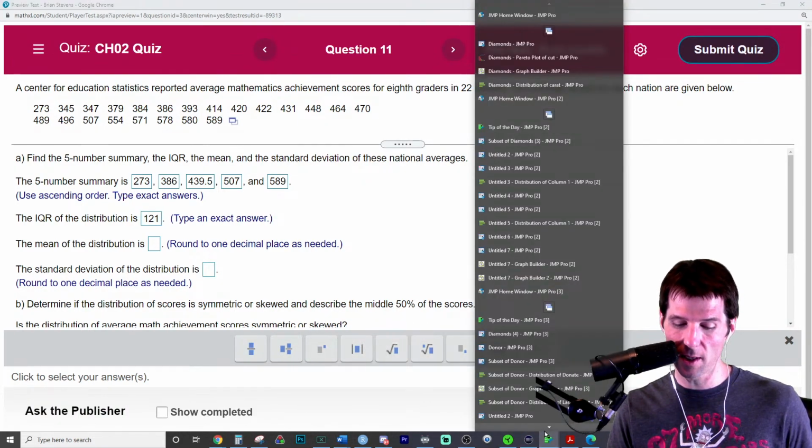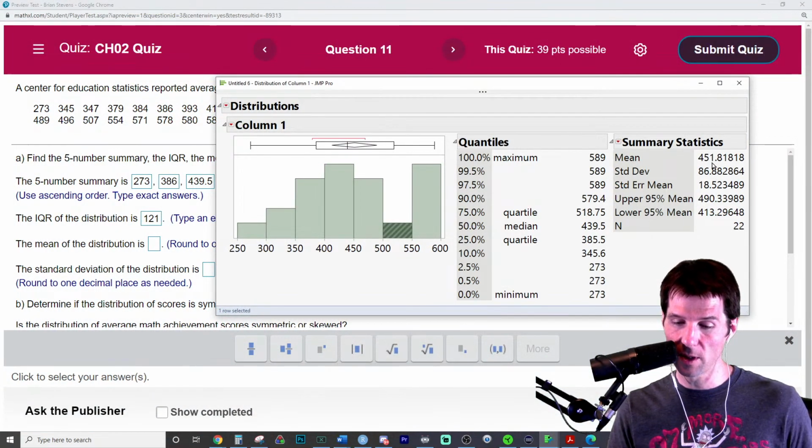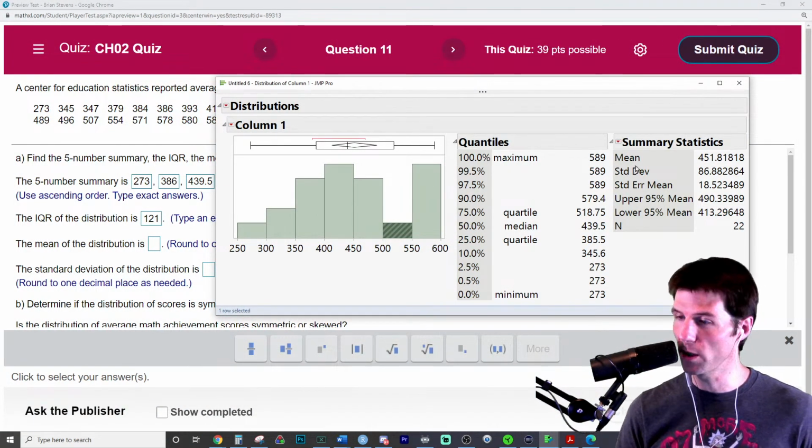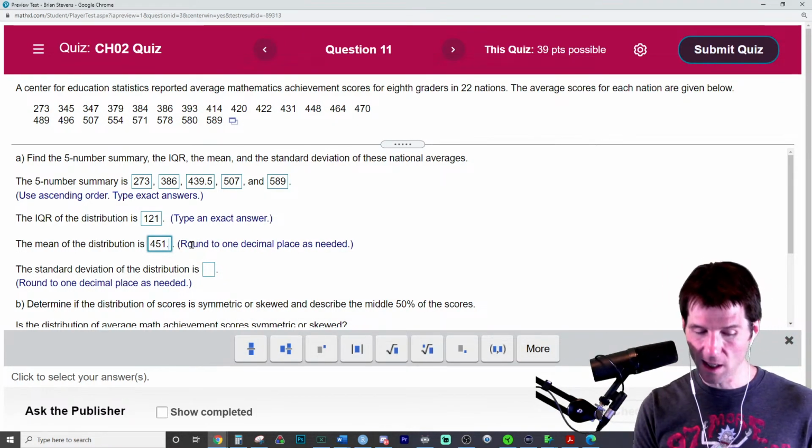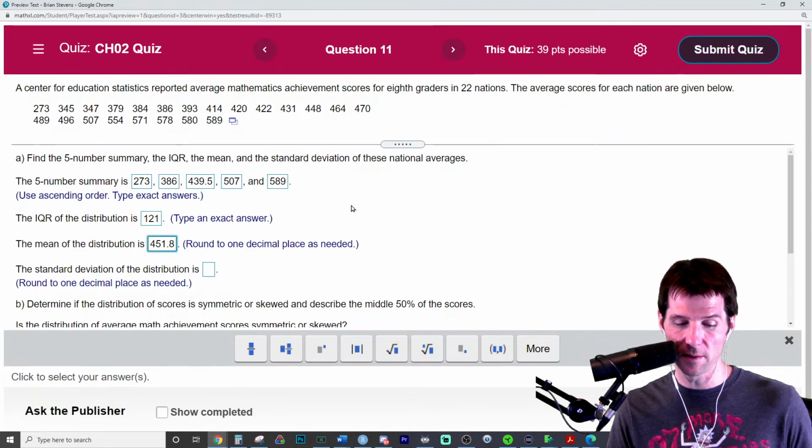The mean is going to be the sum of all these. This is where JMP is going to help us out. Don't let JMP trick you with the other answers, but the mean is 451.818181. And if you want to get the mean by hand, add them all up and divide them.